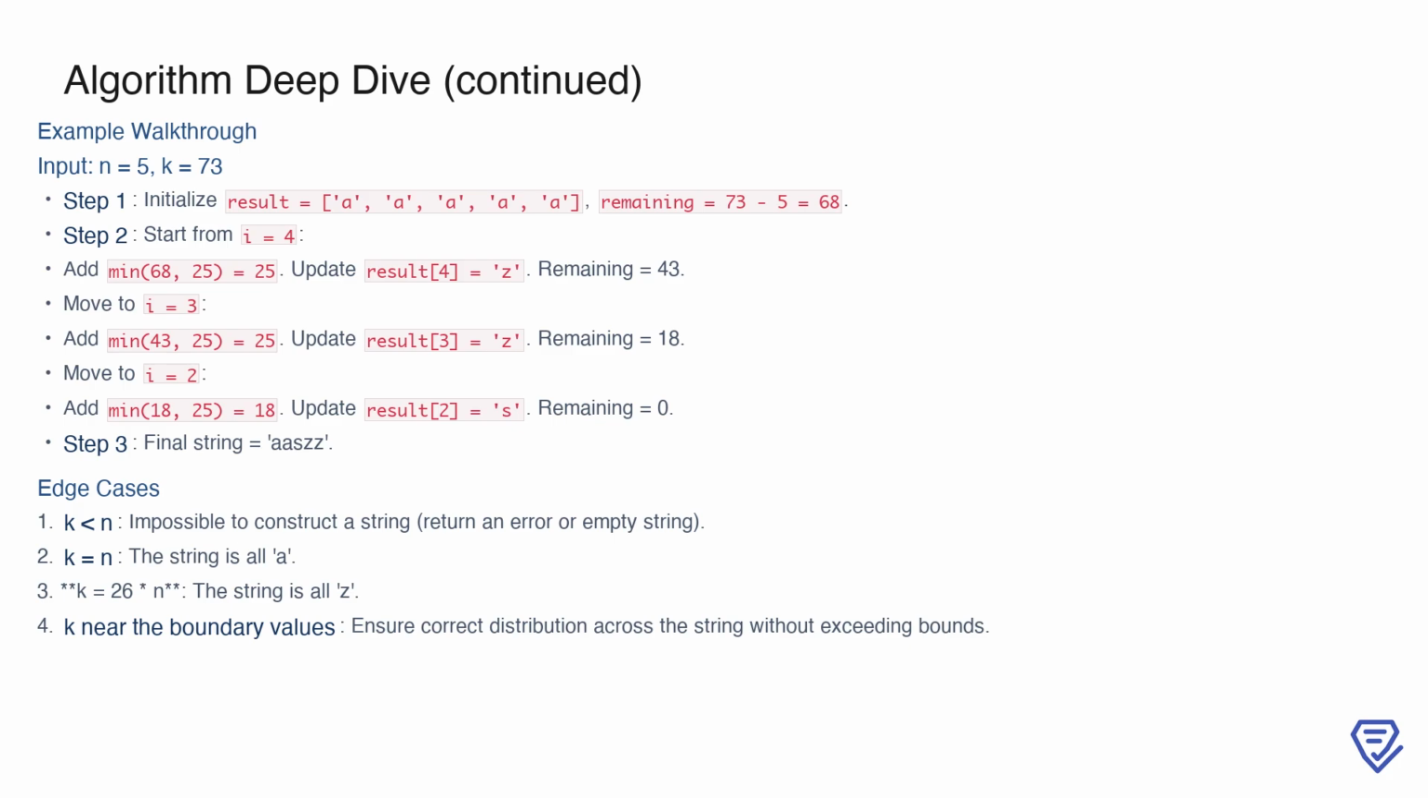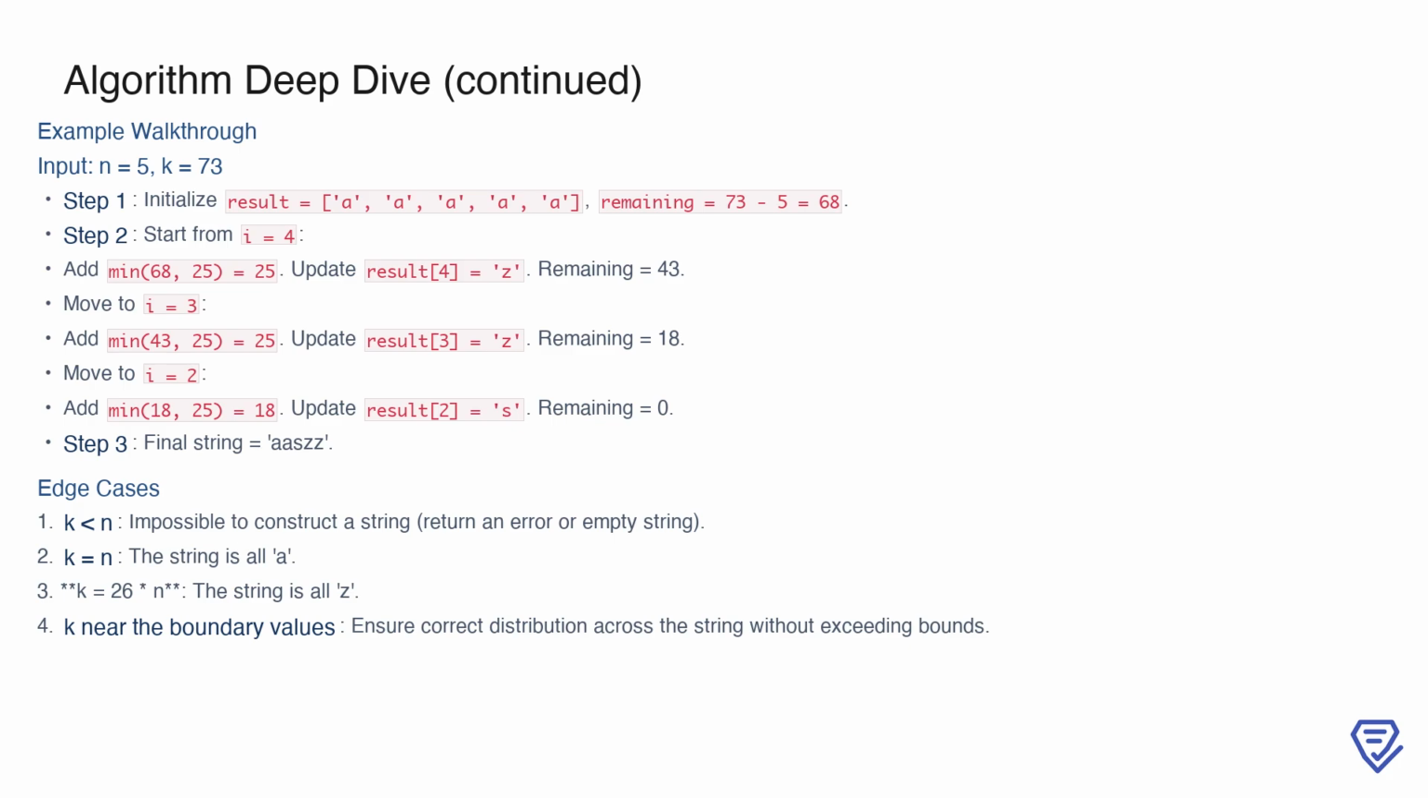We update result[4] to z and reduce remaining to 43. Moving to i equals 3, we again add 25, update result[3] to z, and reduce remaining to 18. At i equals 2, we add the remaining value of 18, update result[2] to s, and set remaining to 0. At this point, no further adjustments are needed, and the final string is aasz z. This example demonstrates the efficient distribution of values while maintaining lexicographical order.